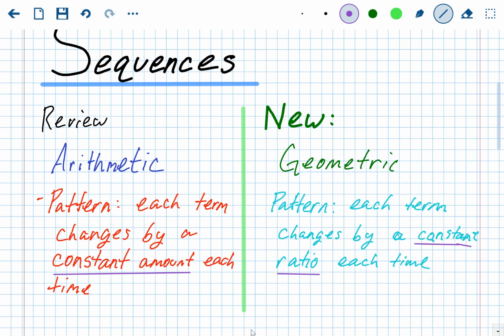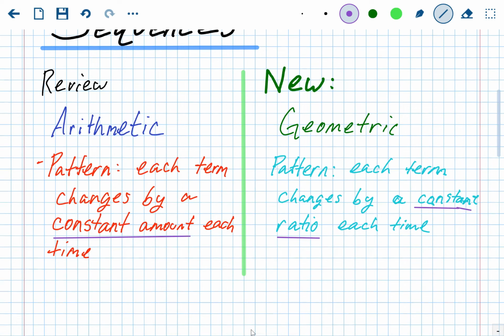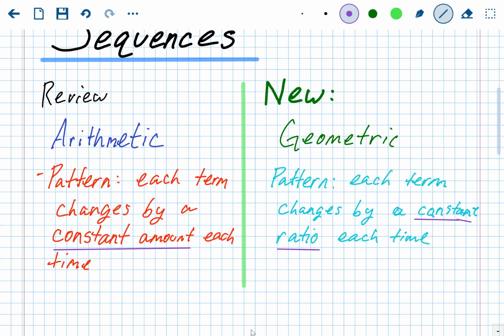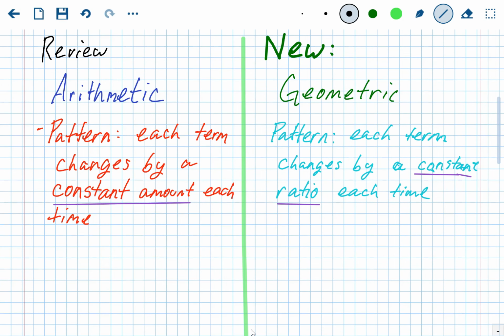So it's pretty easy to figure out which one's which, just based on, is the pattern an addition pattern or is the pattern a multiplication pattern? Addition is arithmetic, A and A. Multiplication is geometric.